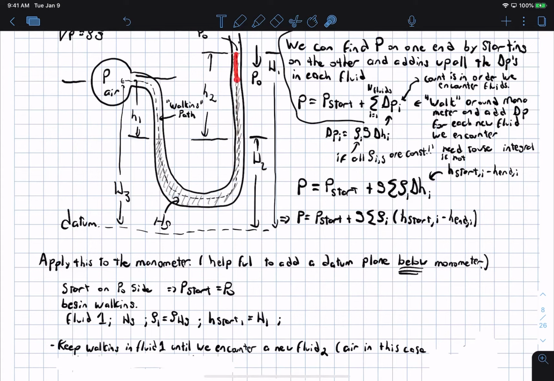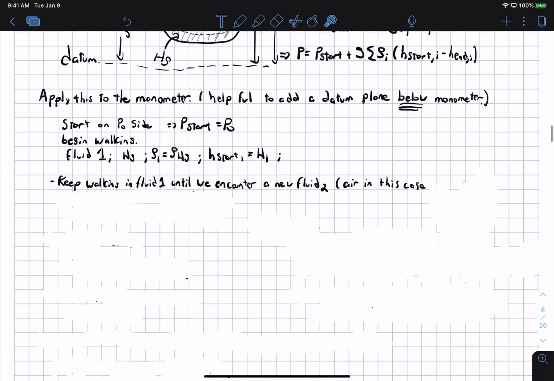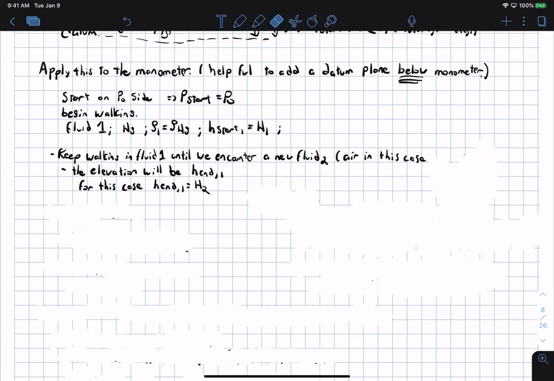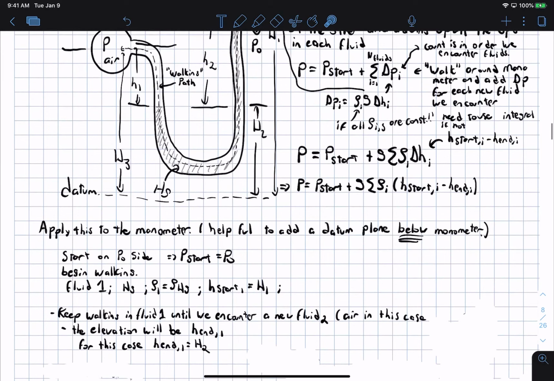Or I'm going to keep walking in that fluid and around and back up until I encounter a new fluid, which is at this interface right here, because it's air here and mercury here. So I keep walking until I encounter a new fluid, and that elevation, which you keep track of, will be H end 1. For this case, H end 1 is equal to H2. I'm going to scroll back up. And so H2 is right here. This is where the interface is, and so I'm going to walk around.